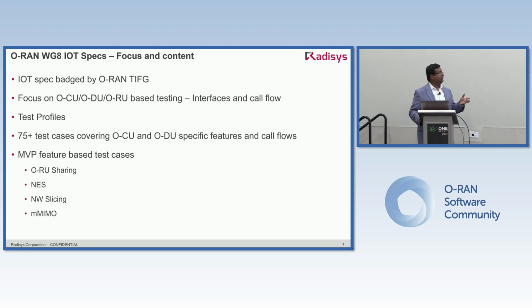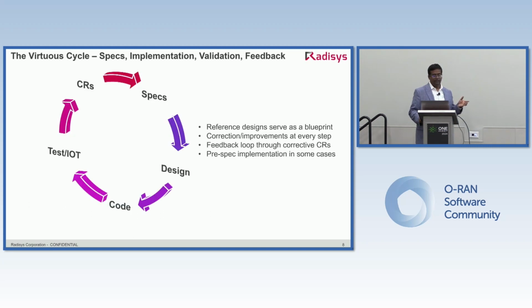And we have a bunch of features, which are MVP features, which are referenced and elaborated further in the test cases. So what we see here is a virtuous cycle of implementation flowing from the specification. Then when it comes to design or code or testing, we can improve the specification. We can find issues either at a design level, a code level, or an implementation level, or when we test, all of this goes back as feedback to the specification. And this is the virtuous cycle through the open source community, having the reference design and having a blueprint and the correction opportunities there at every step.